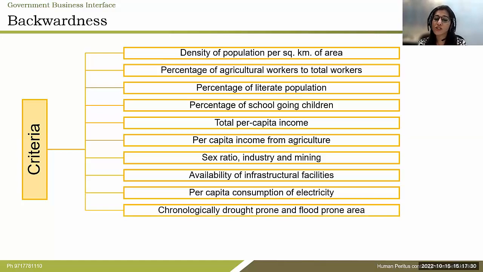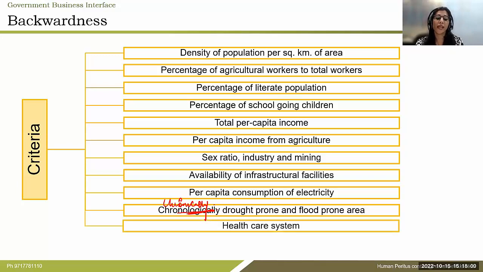Next is chronically, which means over a large period of time, chronically drought-prone or flood-prone areas. Even such areas, for example Odisha, which is more prone to floods. Some parts of Odisha which are more prone to floods, or which are nearer to the sea or the ocean, are considered backward, because they do not get the opportunity for the establishment of industries or other facilities.